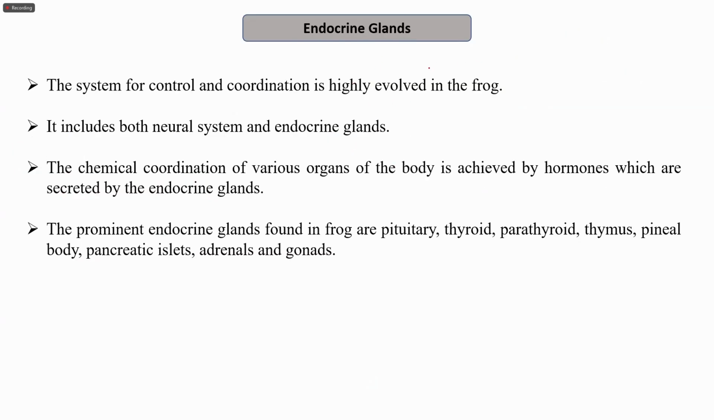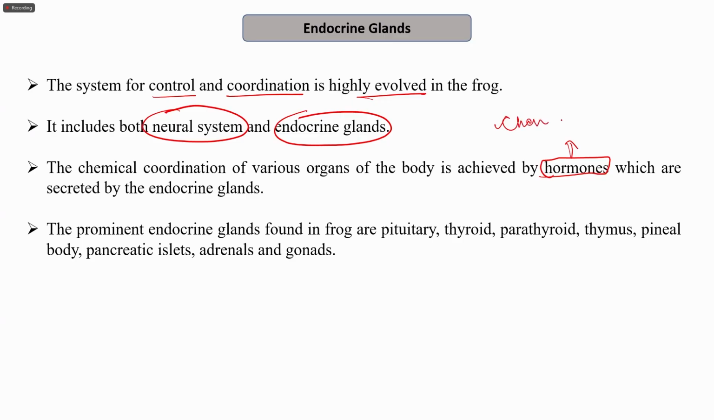The next is the endocrine glands. So the system for control and coordination is highly evolved in frog. It includes both the neural system, that is the nervous system, and the endocrine glands. So the endocrine system: the chemical coordination of various organs of the body is achieved by the hormones. We know that hormones are the chemical coordinators that manage the functions, which are secreted by the endocrine glands.